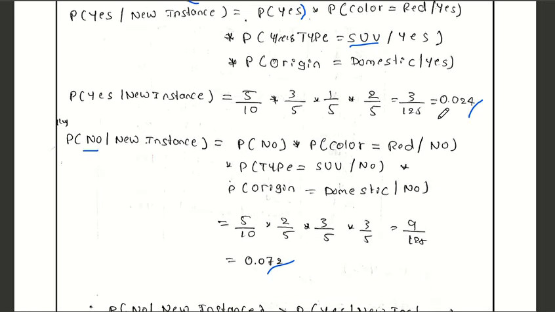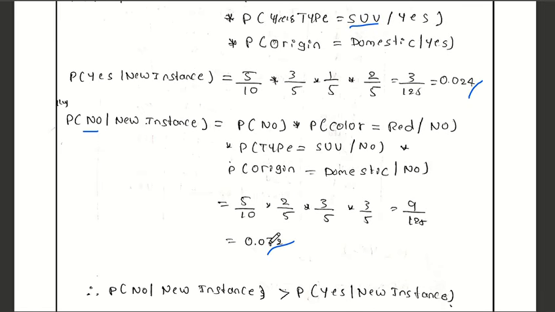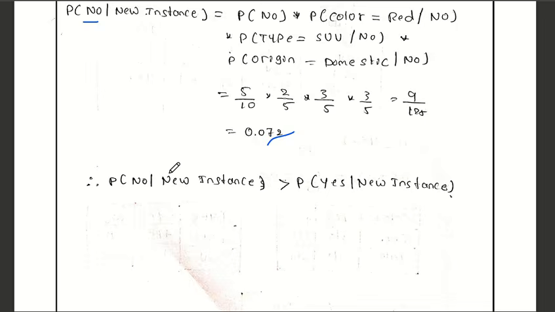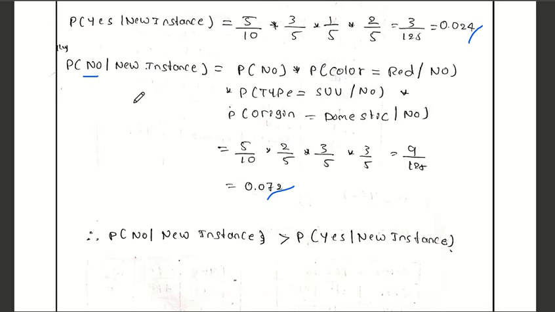After that you need to compare the yes and no values. Here the no value is greater than the yes value. See, 0.072 is greater than 0.024, right? For that reason you need to mention that it is the greater one, so you are accepting the P of no value.